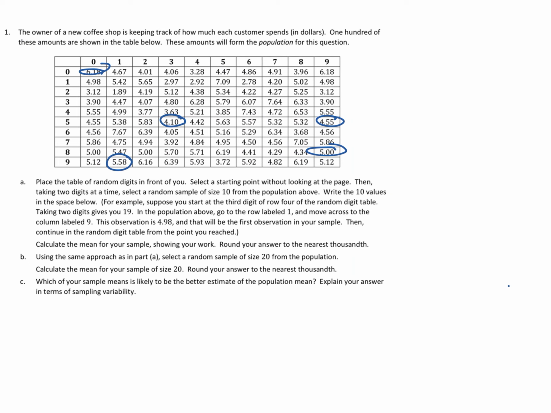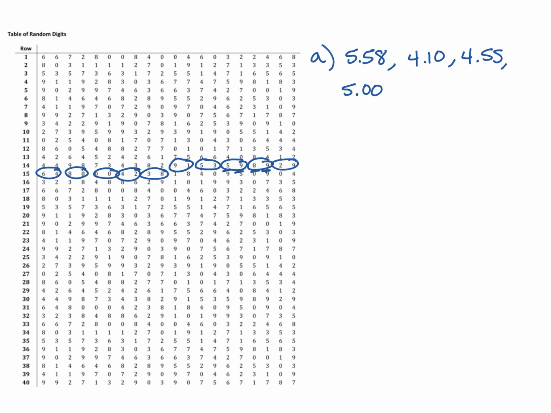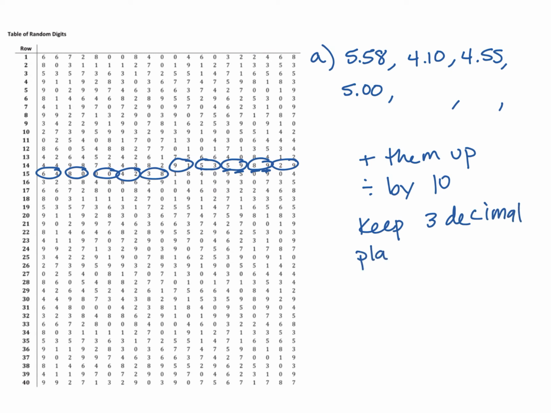And then you also need to calculate the mean. So you're going to add up all 10 of your values and divide by 10. Then round your answer to the nearest thousandth. That means you're keeping 3 decimal spots. So once you collect your 10, you're going to add them all up and then divide by 10 and keep 3 decimal places. That is for part A.